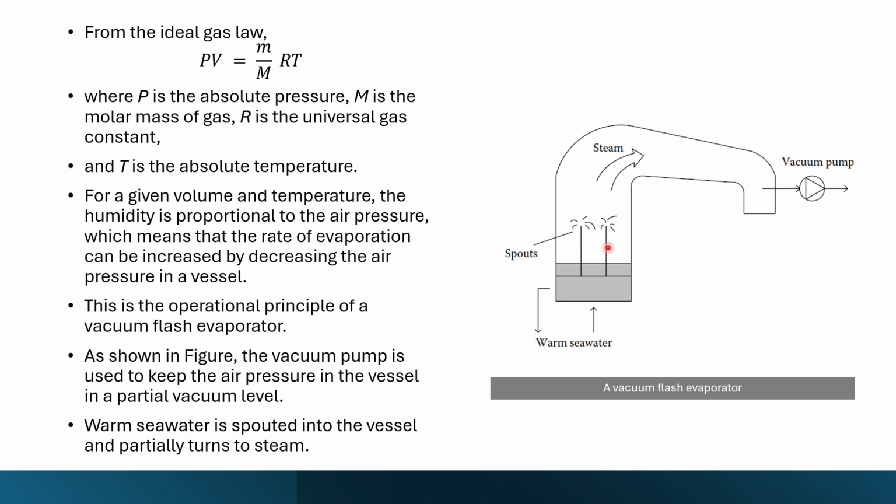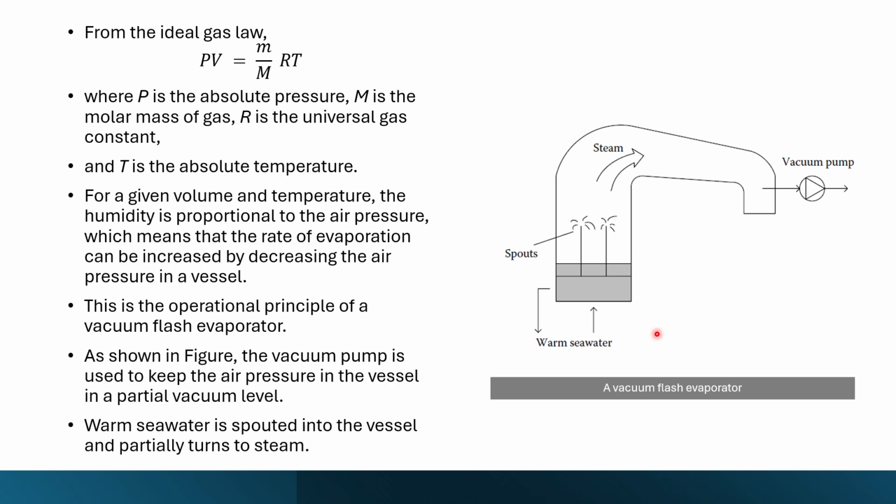From the ideal gas law, PV = (m/M)RT, where P is the absolute pressure, M is the molar mass of the gas, R is the universal gas constant, and T is the absolute temperature. For a given volume and temperature, humidity is proportional to the air pressure, which means the rate of evaporation can be increased by decreasing the air pressure in the vessel. This is the operating principle of a vacuum flash evaporator.